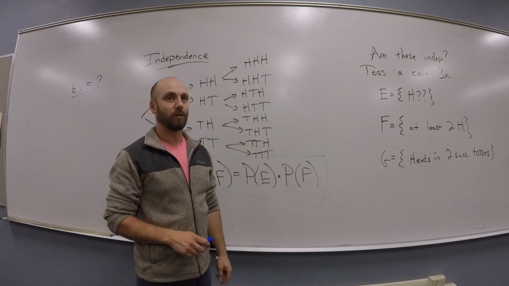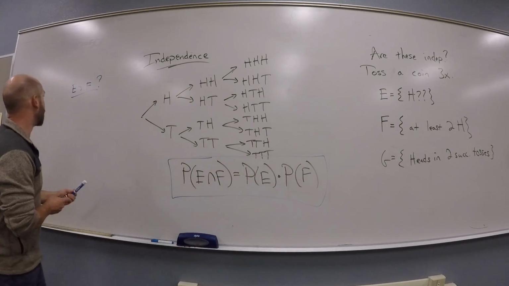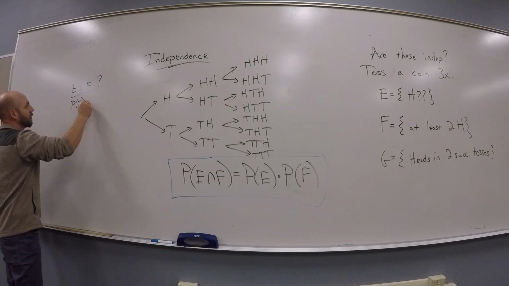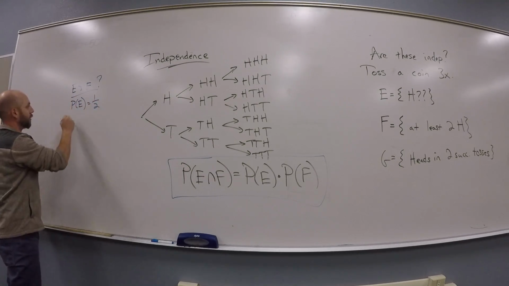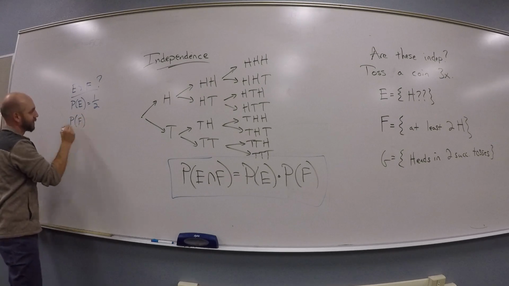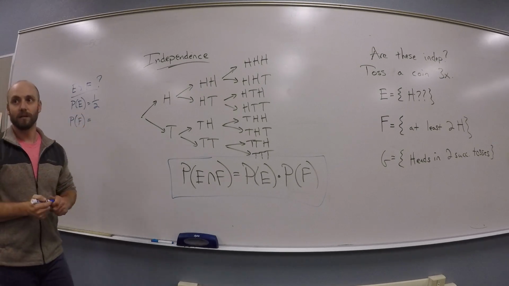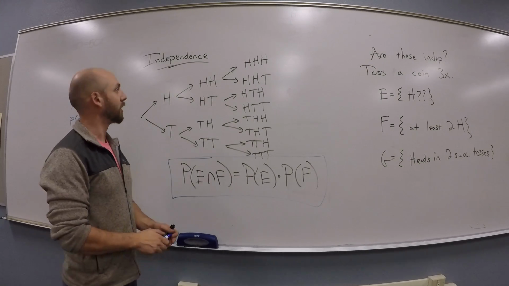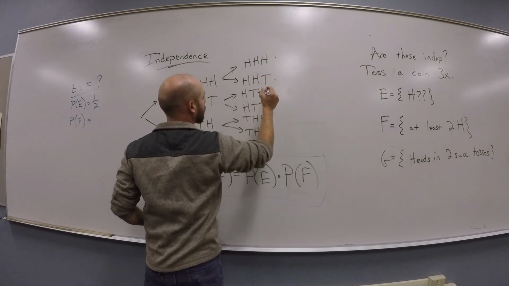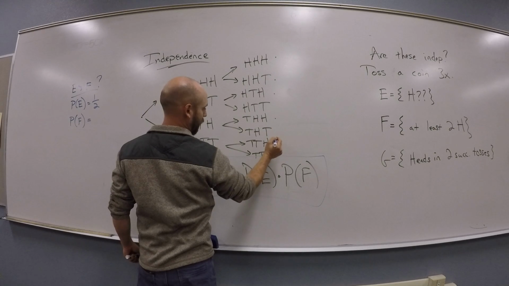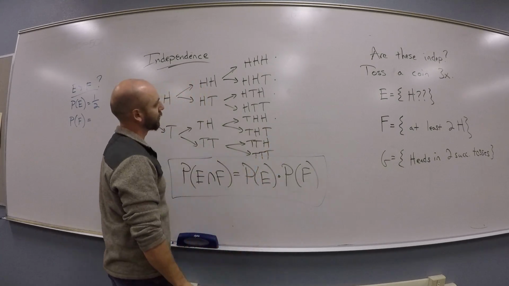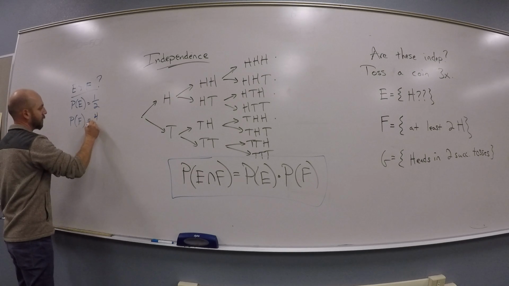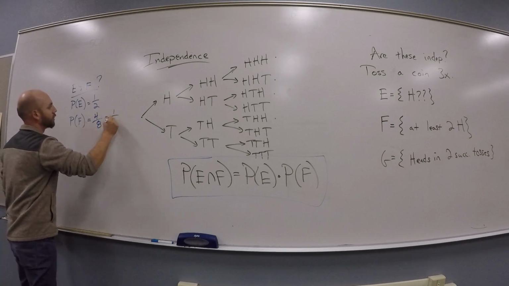So the probability of E is 50%, 1/2. The probability of F is going to be a little harder. At least 2 heads. Still 50%. So 4 outcomes in 8, which I reduce to 1/2.